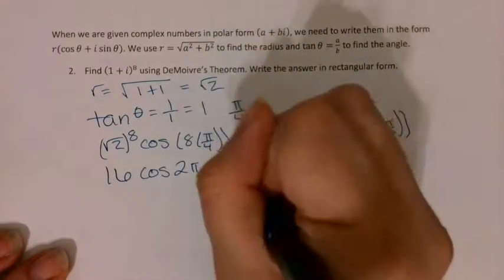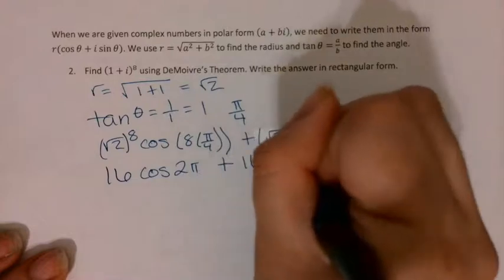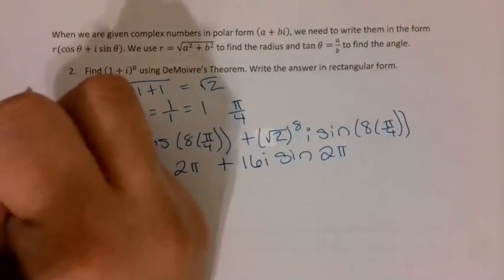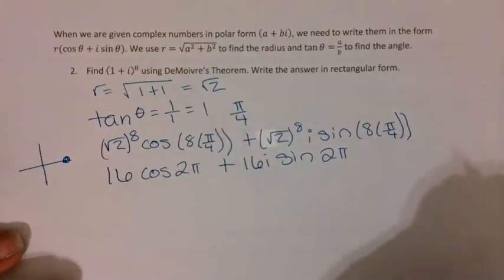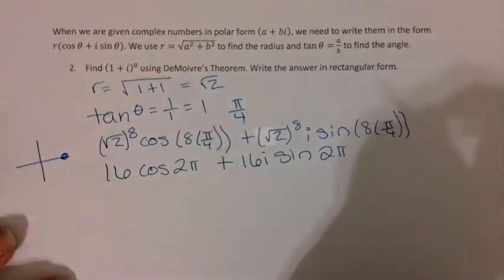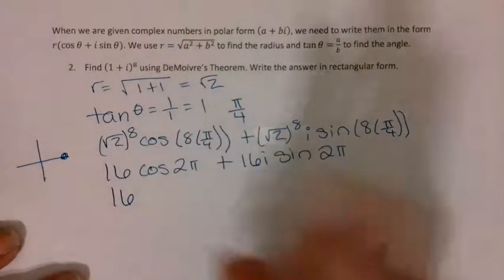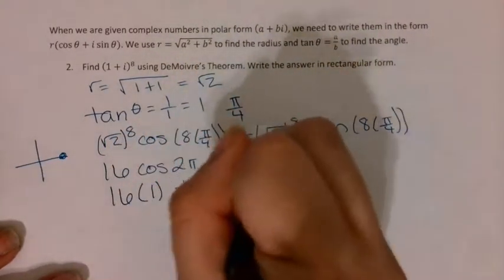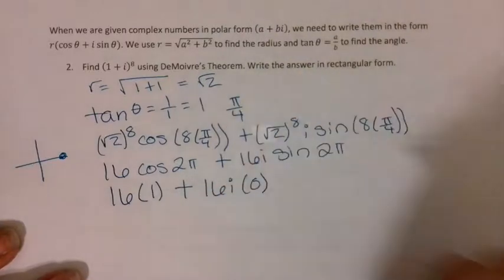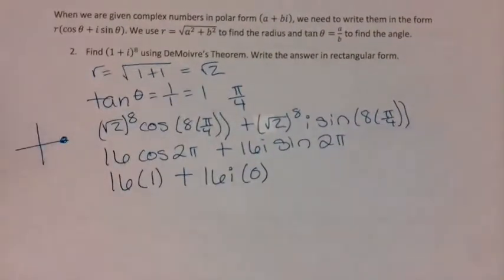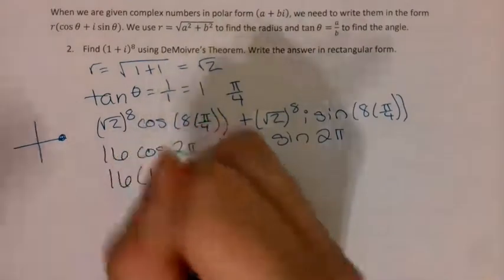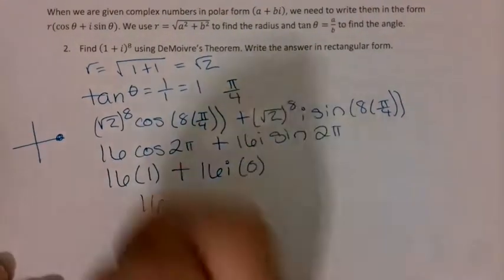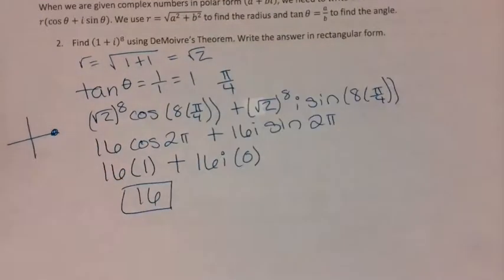Over here, I have 16i sine 2 pi. If I look at a unit circle, 2 pi is right here, and I evaluate there. So 16, cosine of 2 pi is 1. Sine of 2 pi is 0. So what I do is I just multiply. I end up with 16. And this cancels out, so my final answer is just 16.